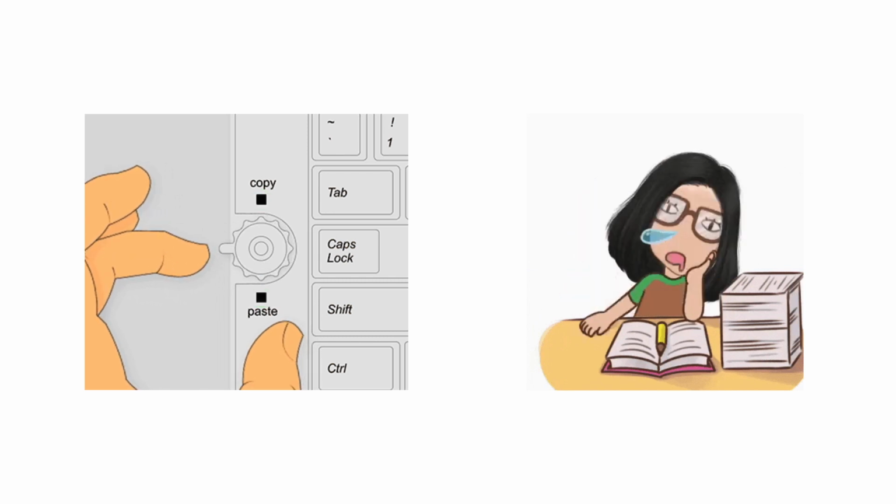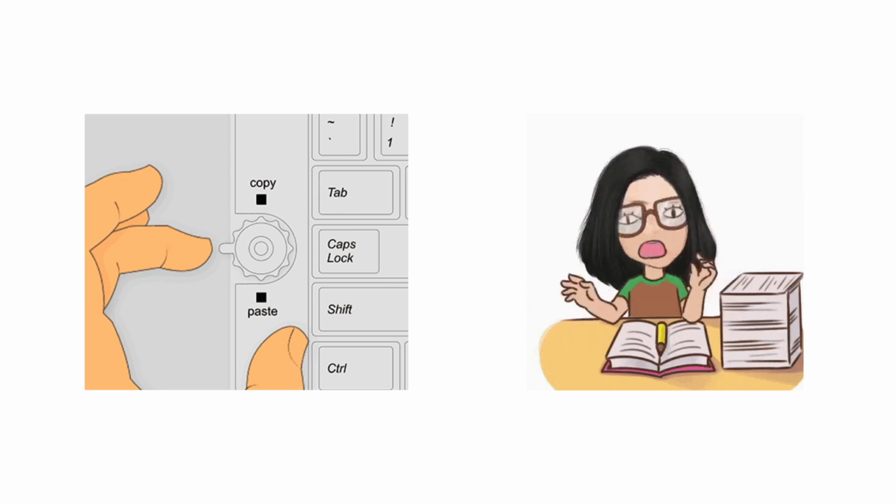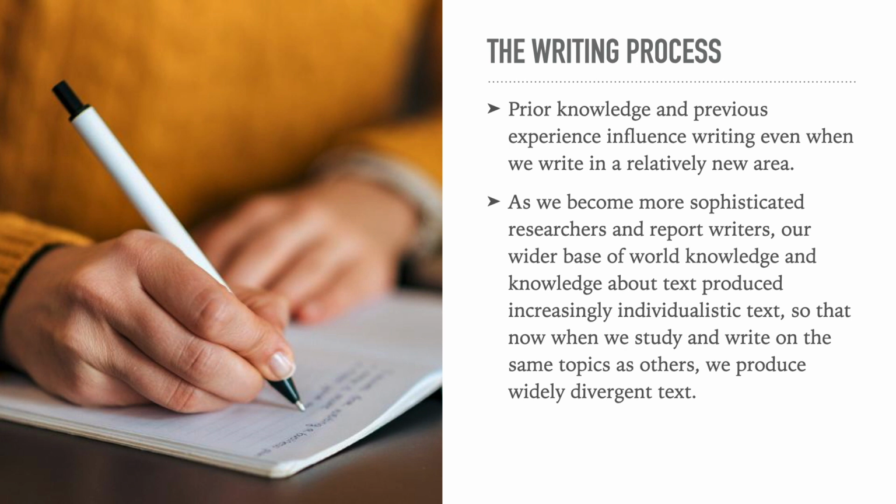Hence, I think it makes much more sense for students, especially when they're new to writing, to write about things they already know about. As we become more sophisticated researchers and report writers, our wider base of world knowledge and knowledge about text produced increasingly individualistic text, so that now, when we study and write on the same topics as others, we produce widely divergent text.